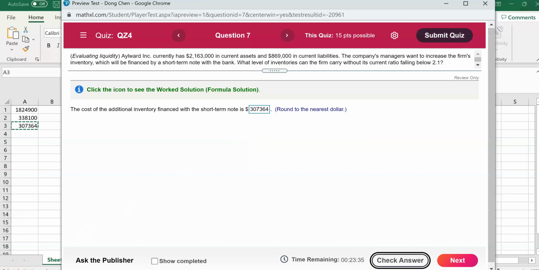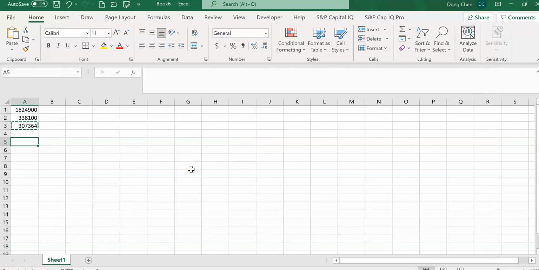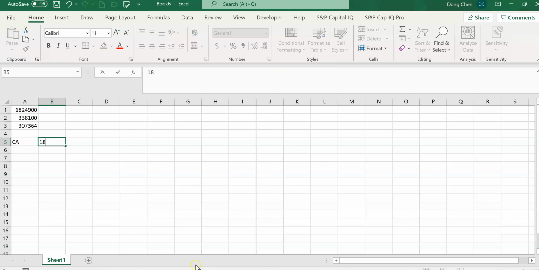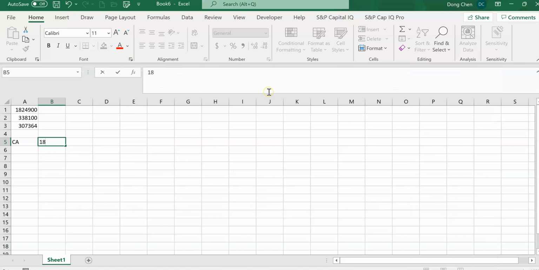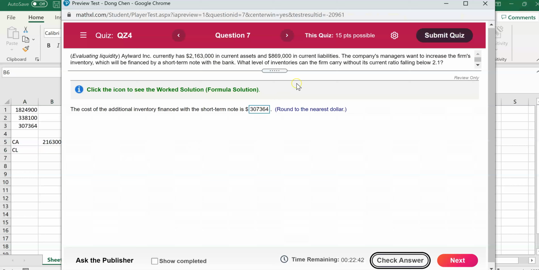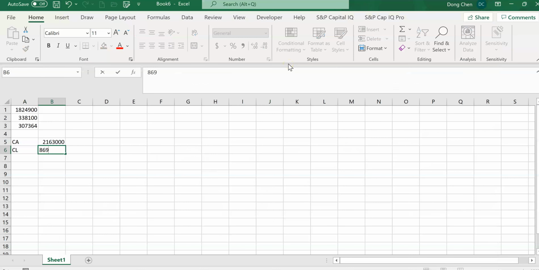There's another way to get the same answer, as I will show you. We can use Excel to directly figure out the answer. To use Excel, I can first write down the current assets amount. Going back to the setup, it's actually 2,163,000. That's the current assets. And the initial current liabilities is 869,000.